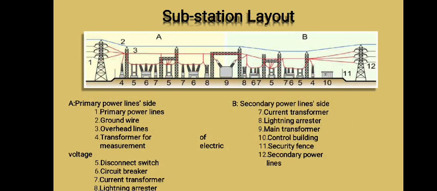For the last part of this topic, a substation layout. Primary power line side. So we have one, primary power lines, two, ground wire, three, overhead lines, four, transformer for measurement of electric voltage, five, disconnect switch, circuit breaker, current transformer, lightning arrestor. And the second part is the secondary power line side. Number seven is current transformer, lightning arrestor, main transformer, control building, security fence.